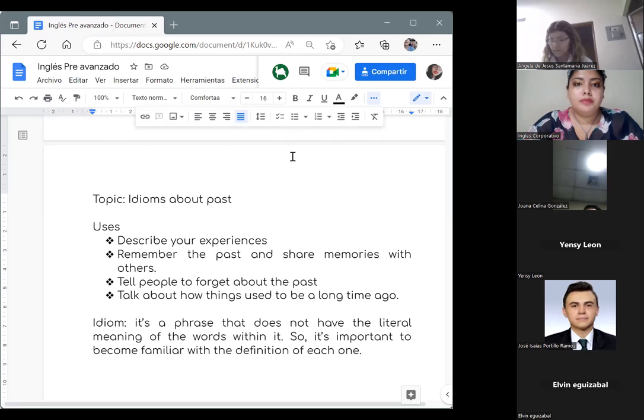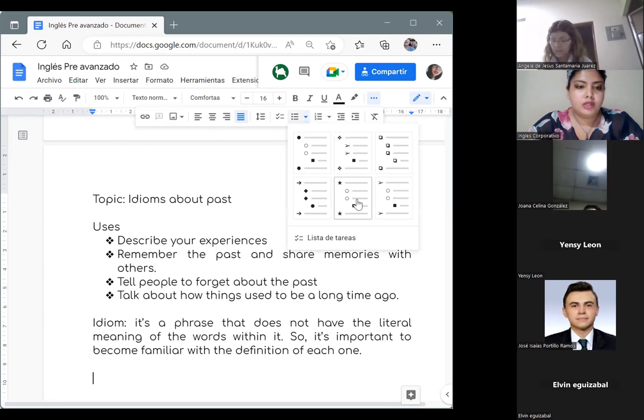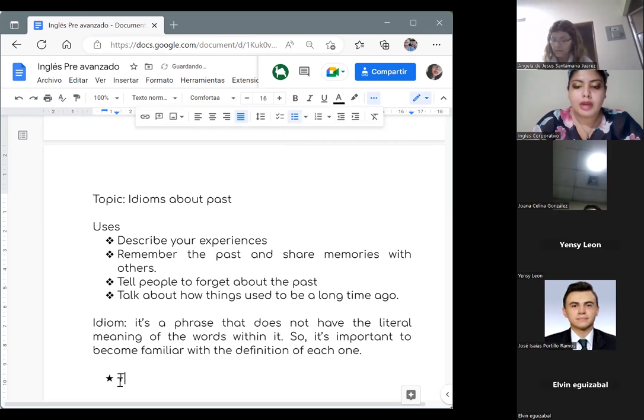And we have number one. Times gone by. This is the first idiom. You need to write the sentence like this, not in separate ways, because in that case it's going to miss the meaning that they want to express. So this idiom refers to an unspecified period of time in the past. You can use it when you don't know the exact dates of the period in question.